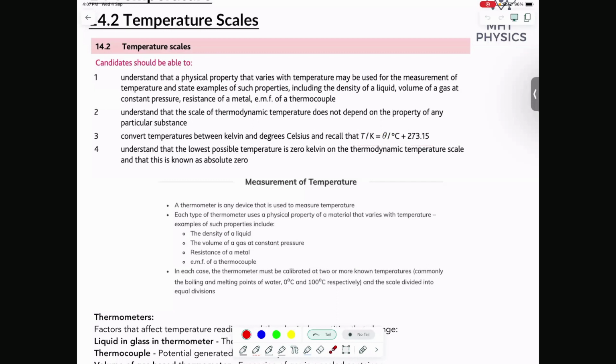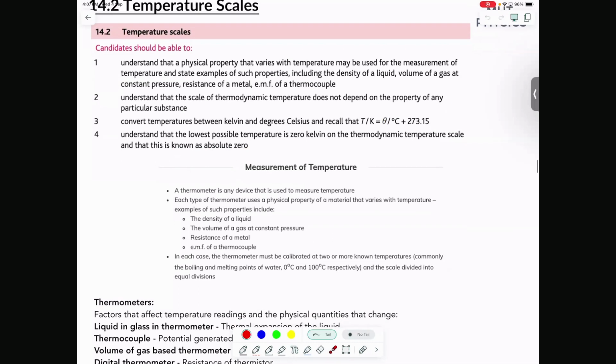You'll see that A level always says 273.15. If you don't use 273.15, you lose marks. Okay, so it's a 5 significant figures, 2 decimal places value. Understand that the lowest possible temperature is 0 Kelvin, also known as absolute zero. So yeah, essentially that's what we're going to look into.